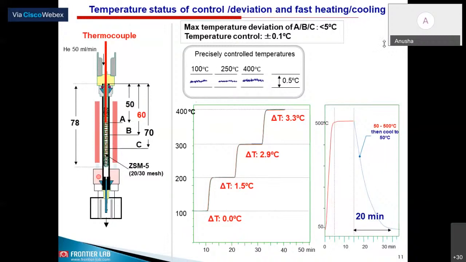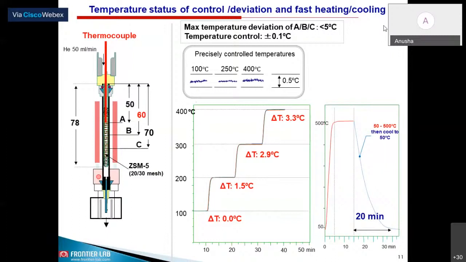After a 10-minute hold at the final temperature, the furnace was cooled. Note that it took about 5 minutes to cool from 900 to 500. The time required to cool down to 50 degrees is hardly 15 to 20 minutes, depending on whether the reactor was set to 500 or 900.